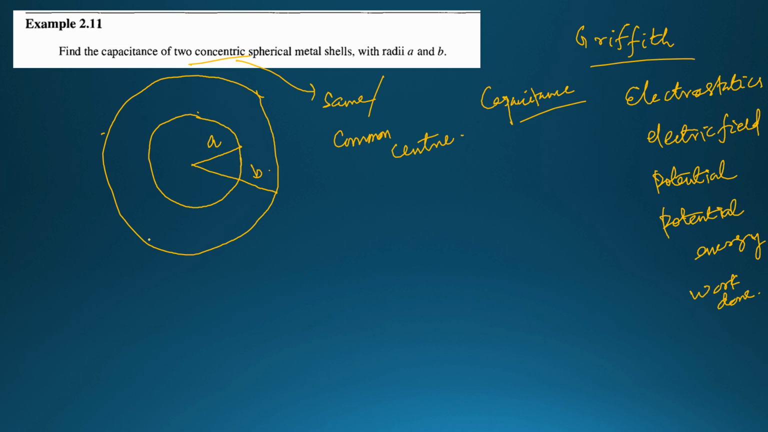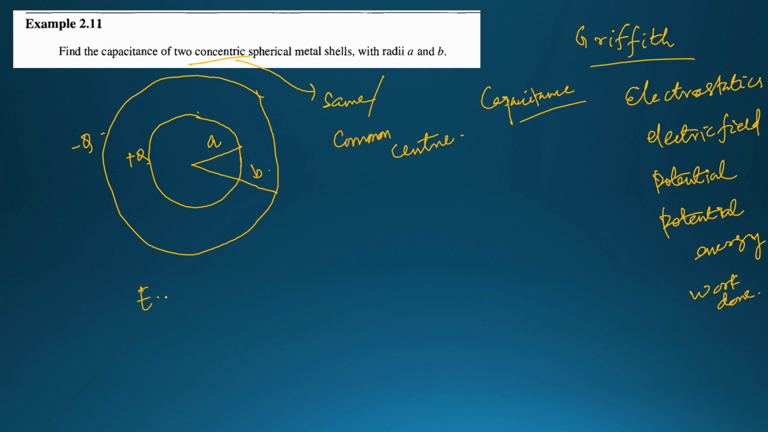So see, here's the thing. If we place a charge plus q on the inner one, then whatever the charge on the outer one, it will be minus q. The induced charge will be minus q, so that the whole thing remains neutral, because it was neutral in the beginning. So if I put a plus q on the inner sphere, the outer sphere will have minus q.